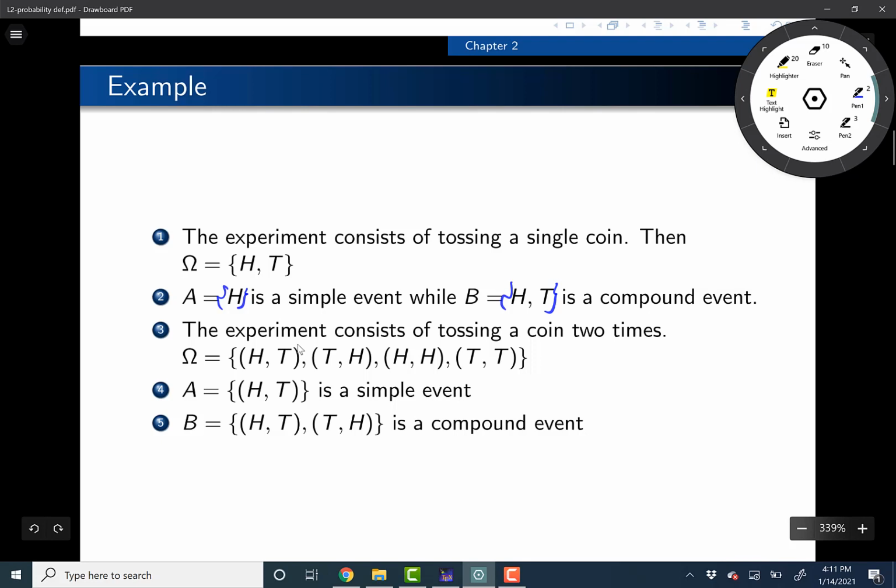Suppose we have a slightly more complicated experiment. We're tossing 2 coins. You toss 2 coins, you'll observe a pair, right? So you have all of these possibilities: HT, TH, HH, or TT. This is your omega, or your sample space. If you take any one point, a point here is a pair. Here it was either a head or a tail, but a point here consists of a pair. If you take A containing this pair, it's a simple event because it has a single element of this set. And B has 2 elements, therefore it is a compound event.